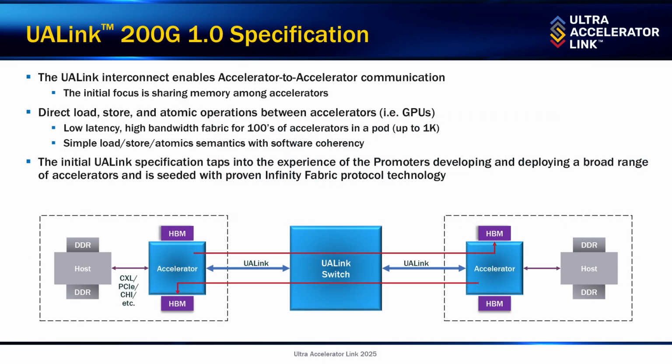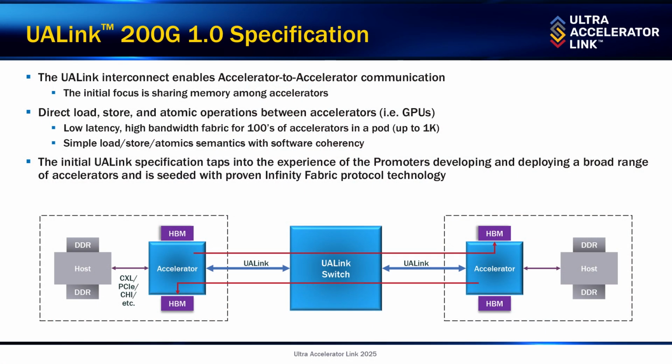So what does the specification give you or talk about and define? The UALink Interconnect is going to be designed to describe accelerator to accelerator communication in terms of loads, stores, and atomics. The initial focus is about sharing memory between these accelerators, allowing one accelerator to access the HBM memory of another accelerator, and so on and so forth. This allows you to spread your models across multiple GPUs in your rack.